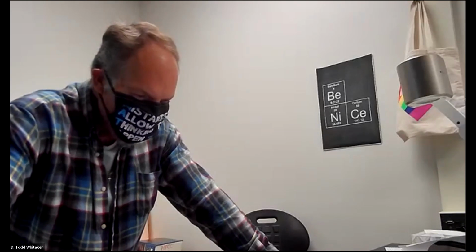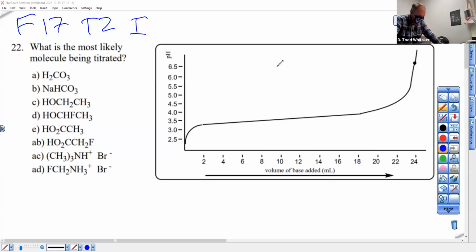This next video is a complement to the buffer video, where the curve this morning went from high to low when we added an acid to a base. Here we're adding a base to an acid, so we just need to pick out which one is the right acid. Even if you've never done a titration curve, that's not an issue in this course. I just want to point out three features.